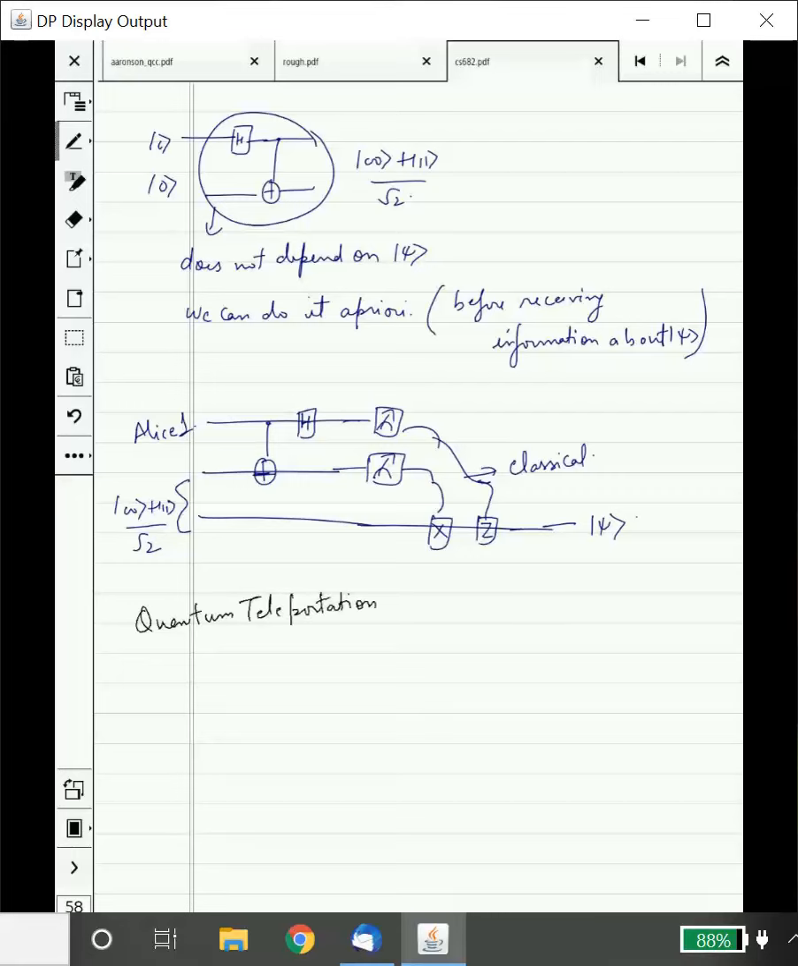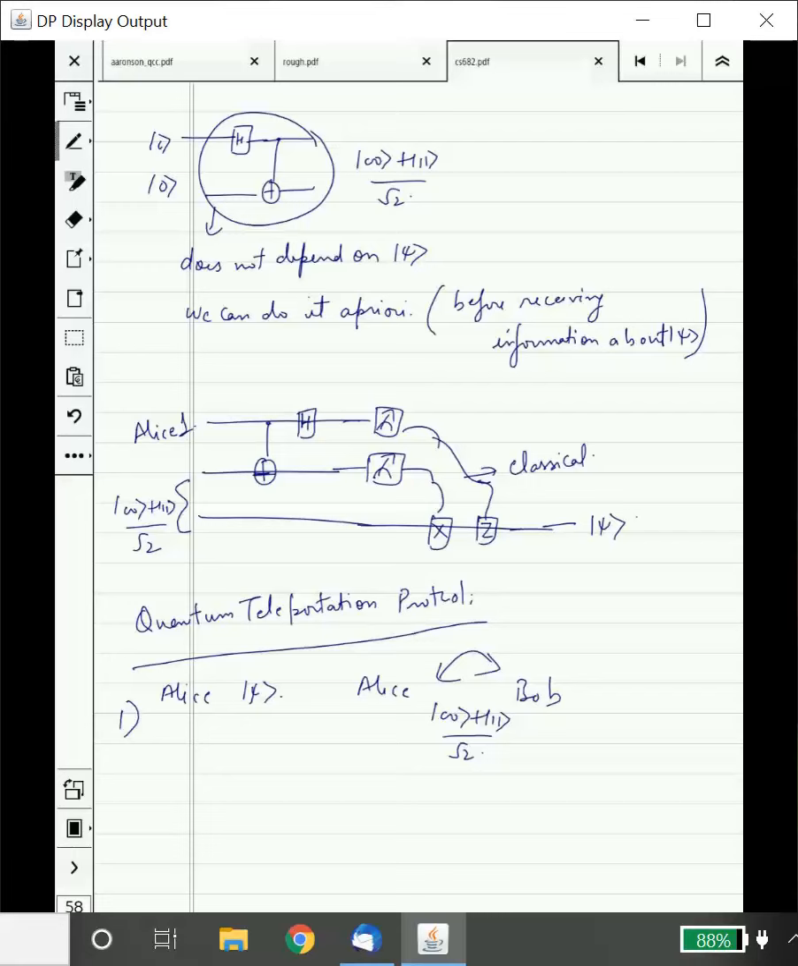I can roughly describe it. You can see the exact protocol in the notes. Roughly, Alice will have two qubits. One will be in psi, second will be shared with Bob. It will be entangled with Bob, which will be in the state 0,0 plus 1,1 by root 2. This is the first step. This is how they will start. You can say that they have entanglement from before. That's the 0th step of the protocol.